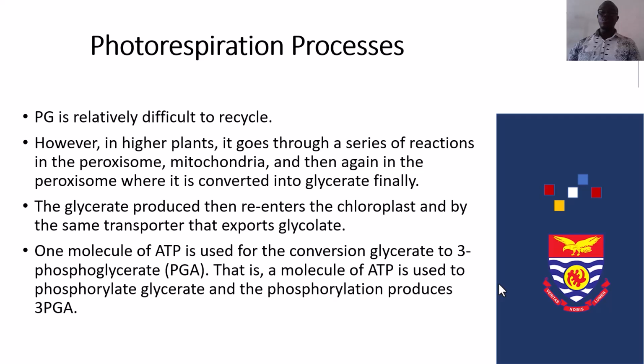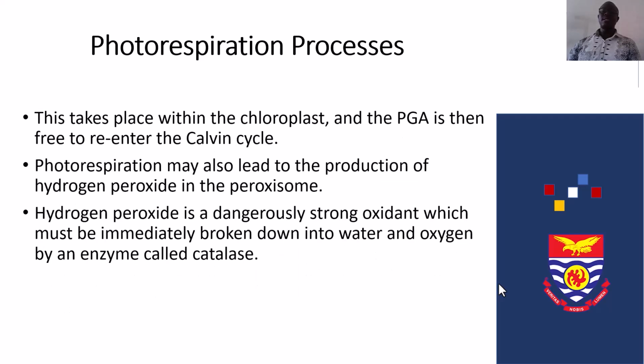The glycerate produced then re-enters the chloroplast by the same transporter that exports glycolate. 1 molecule of ATP is used for the conversion of glycerate to 3-phosphoglycerate. That is, a molecule of ATP is used to phosphorylate glycerate and the phosphorylation produces 3-PGA. This takes place within the chloroplast, and the PGA is then free to re-enter the carbon cycle.